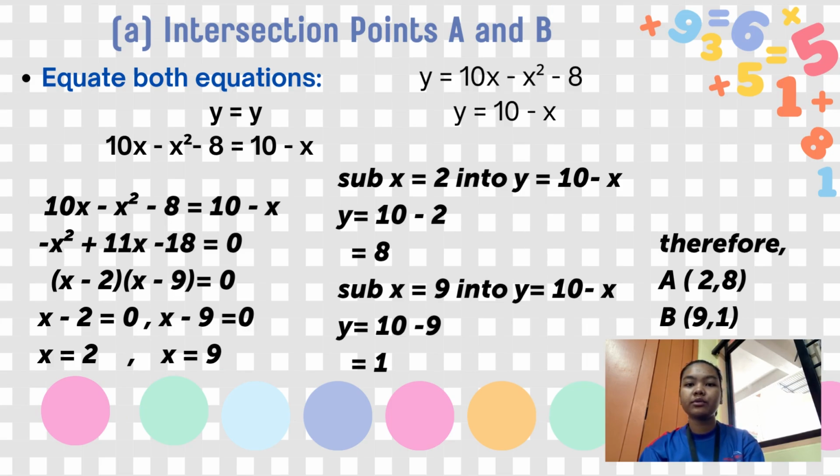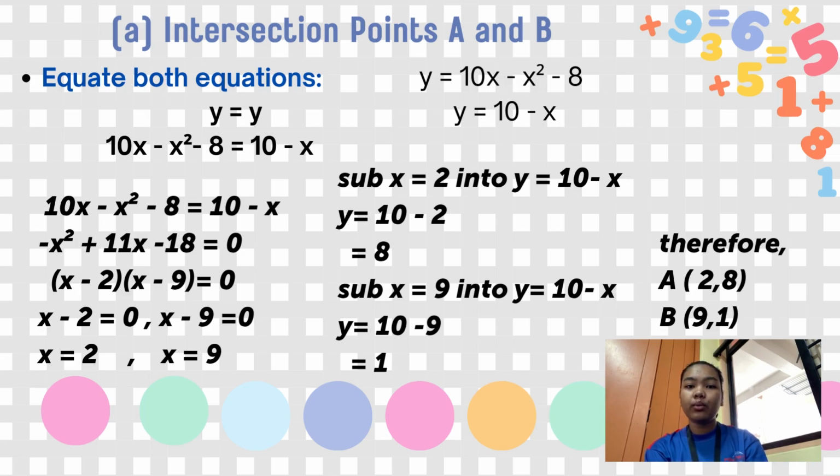For this part, I will explain how to find the intersection points between two equations. First, we are given two equations, y equals 10x minus x squared minus 8 and y equals 10 minus x. To find the intersection point, we equate both equations because at the intersection, the value of y is the same. So we write 10x minus x squared minus 8 equals 10 minus x. Next, we rearrange the equation into quadratic form. Then we factorize, so we get the two values of x, which are x equals 2 and x equals 9.